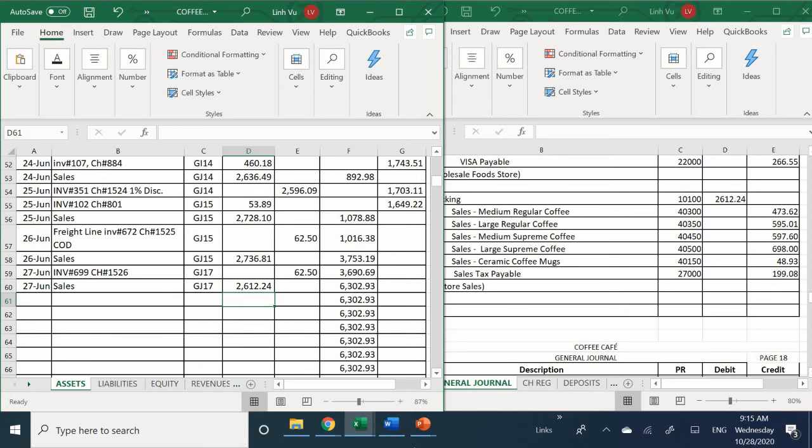Right. So the next one, you said you go by account number. Yes, so I would just find the section that says 40, sales.